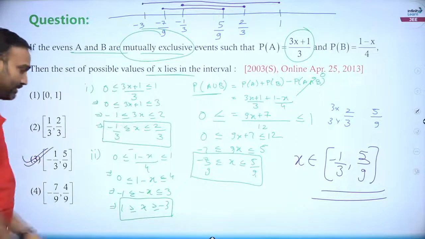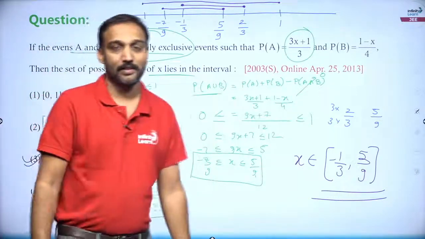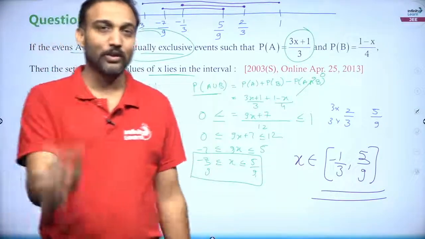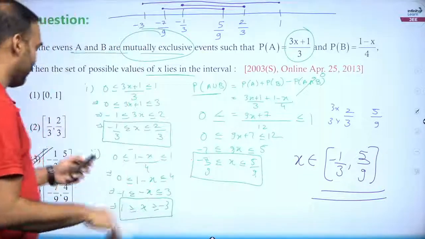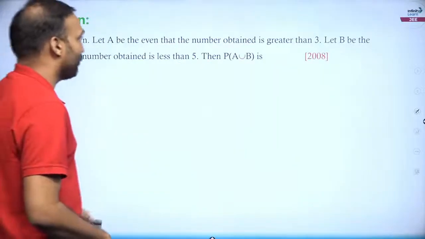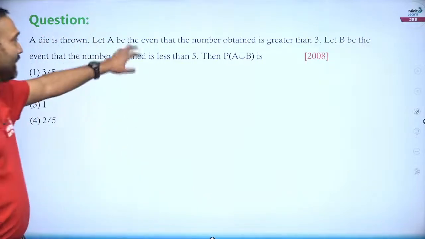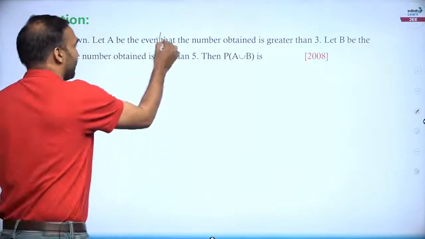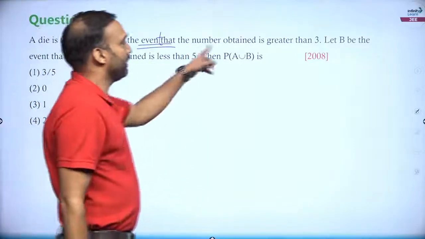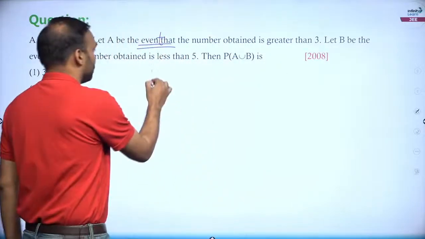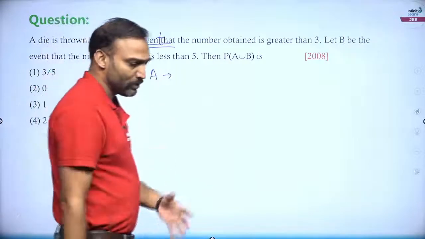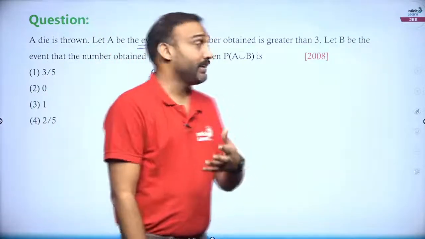Wonderful, your answer is option number 3rd. Right? This example is also clear to each one of you. Just stay with me and we'll have some more problems to solve. It's a very easy problem, right? A dice is thrown. Let A be an event, right? So this is an event. Number obtained is greater than 3. So A says a dice is thrown, number obtained is greater than 3.